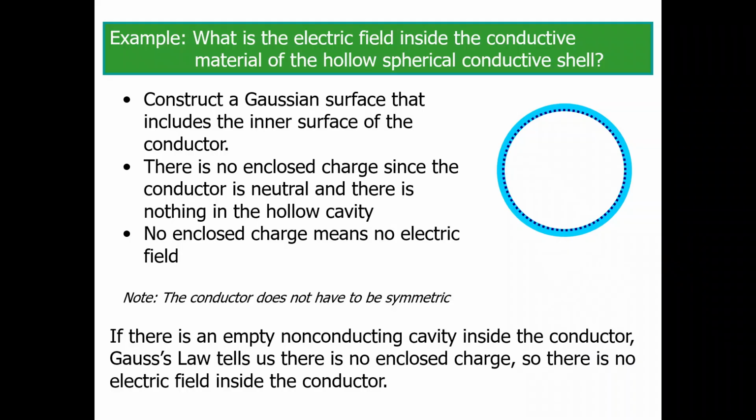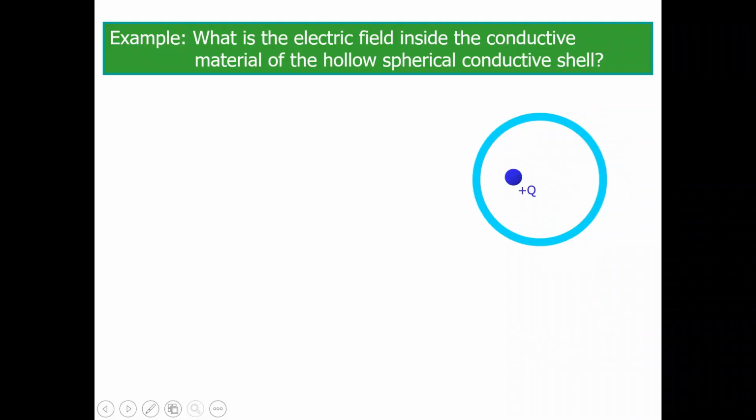Now, this is going to be true if there's an empty non-conducting cavity inside the conductor. Okay, this is non-conducting, it's empty, then the electric field is still 0 inside that conductor. Okay, all right, nice. You just told me 3 times that there's no electric field inside. Why are you doing this?